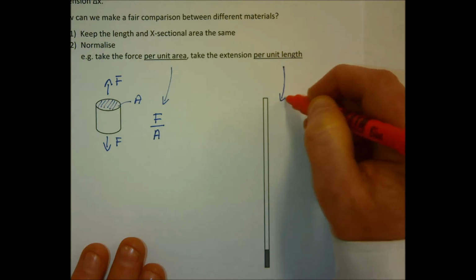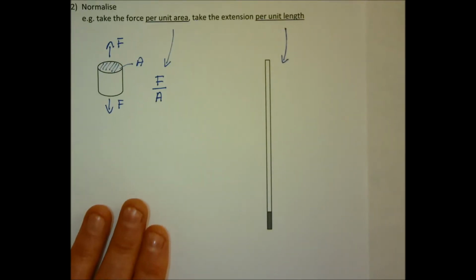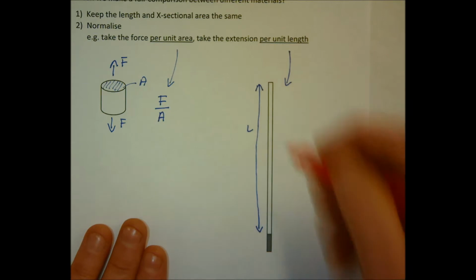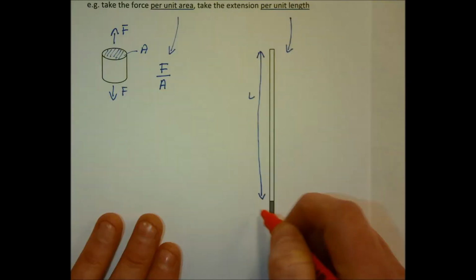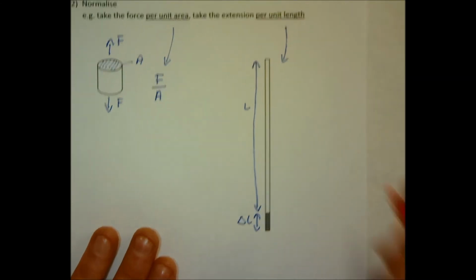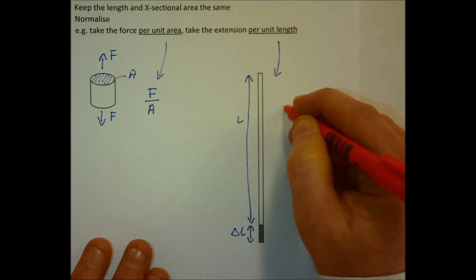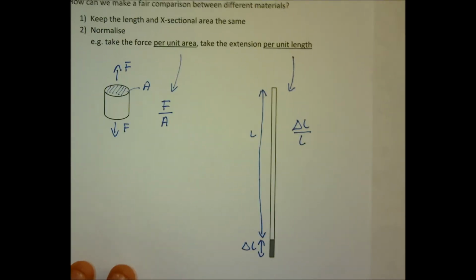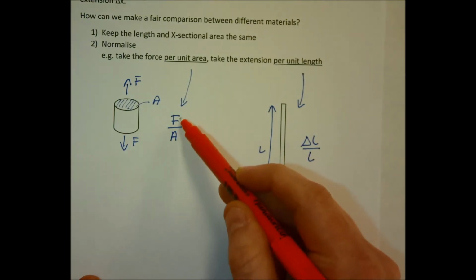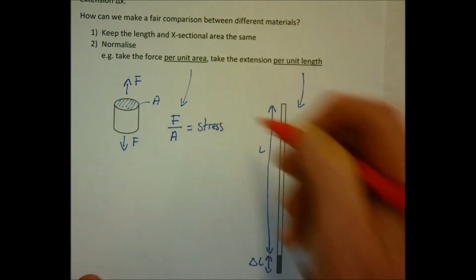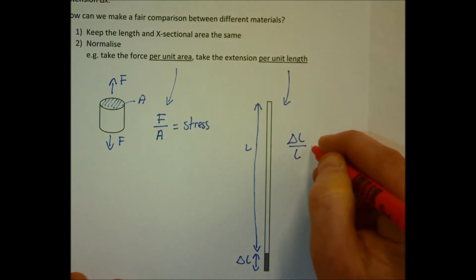Now let's consider the length. So here we have a length of wire, which I'm going to call the original length, L, and the extension I'm going to call delta L, change in length. Then if we normalise it, we have delta L over the original length. Okay, this thing, force over cross-sectional area, we call the stress, and this, the change in length over the original length, we call strain.